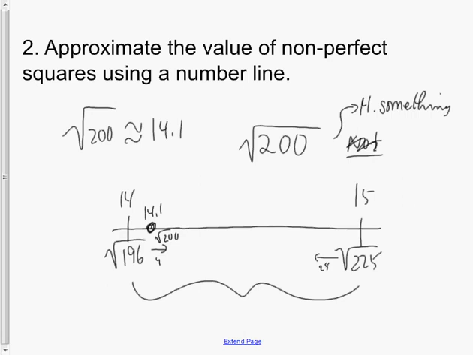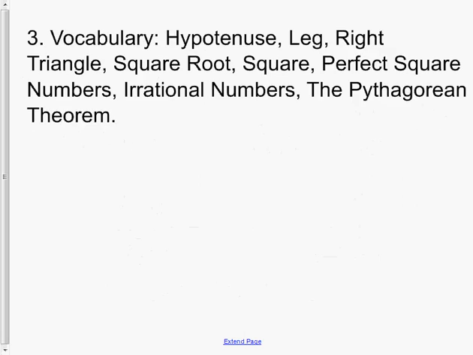That's the second thing you need to be able to do. The third thing you should be able to do is identify all of these vocabulary words. So the first one, the hypotenuse. The hypotenuse is the longest side of a right triangle. It's always across from the 90-degree angle, or another way to say it, it's the third side of a right triangle that does not make up the 90-degree angle. It's the side that does not make up the 90-degree angle.